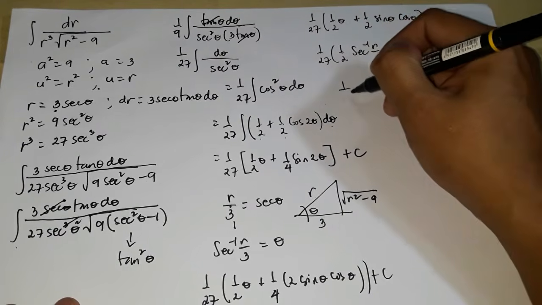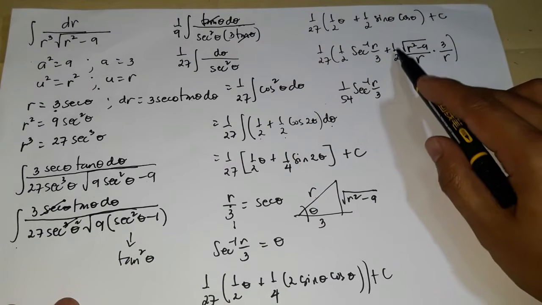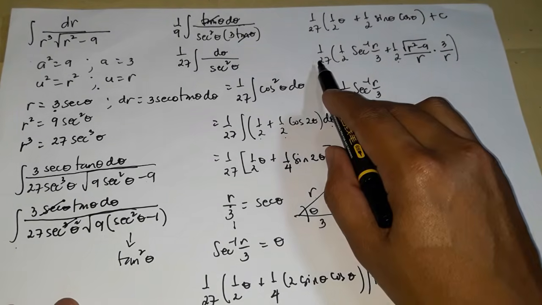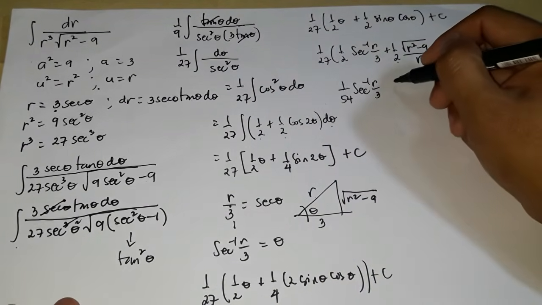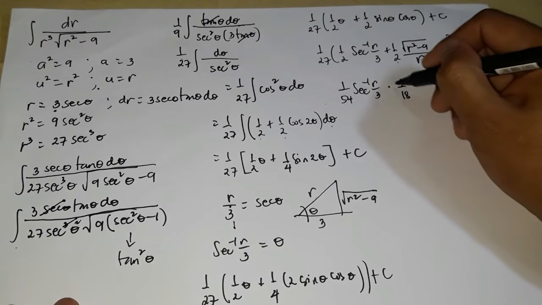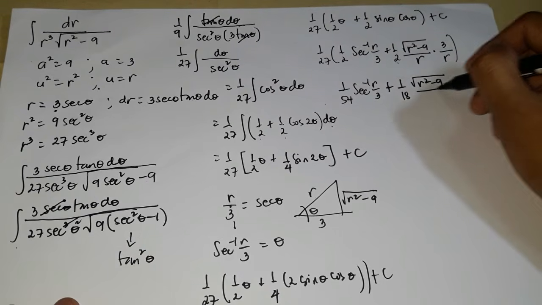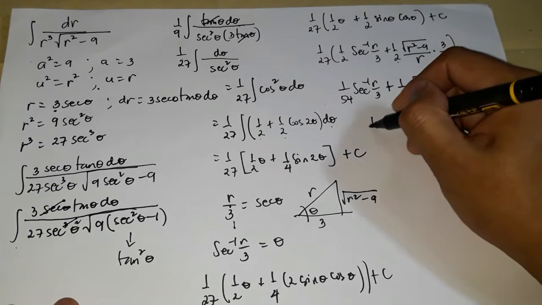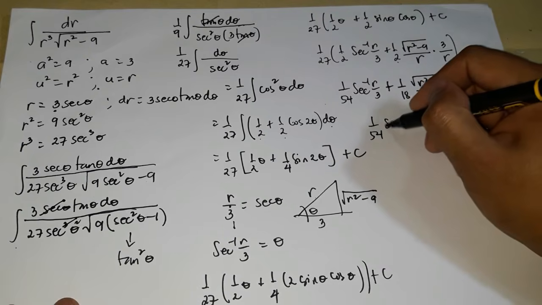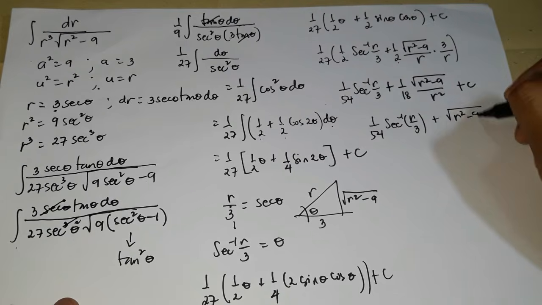So we can now distribute 1 over 27 to each term here. So I will have 1 over 54 arc secant of r over 3, and then 1/2 times 3 times 1 over 27. So this 3 will be cancelled out. 27 will become 9. So we only have 1 over 18. And then the square root of r squared minus 9 all over r squared, then plus c. So we can just simplify this part or write it properly. That's 1 over 54 arc secant of r over 3 plus the square root of r squared minus 9 all over 18 r squared, plus c.